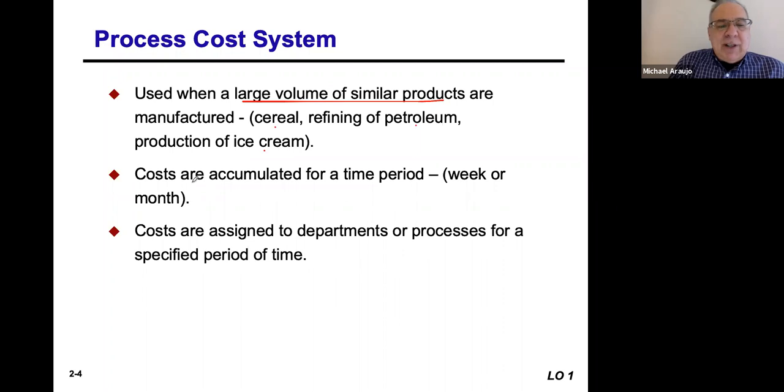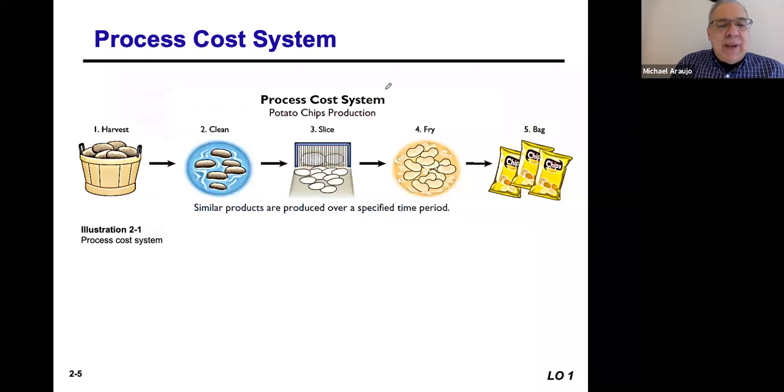And these costs are accumulated over a period of time. So it's either a week or a month. And then they are assigned to various departments or processes over that time period. Okay. So the best way to illustrate it here is with potato chips, and who doesn't like potato chips? This is the same system, and the product is produced in mass quantities.